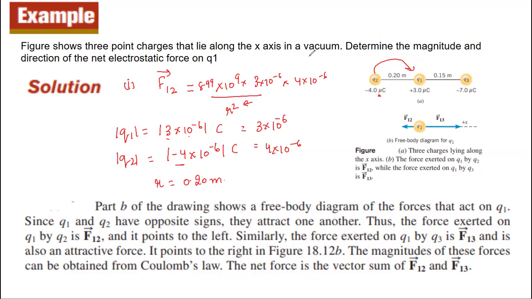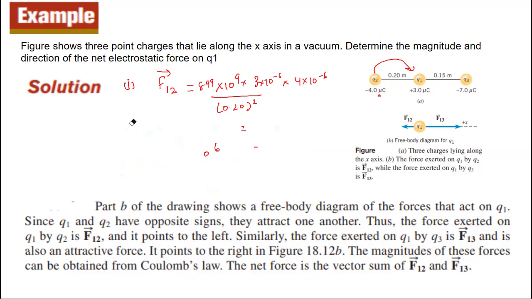And over here I have r squared, so 0.20 squared. When you solve this, let's simplify. I'm just going to make some space over here. Alright, so let's see.